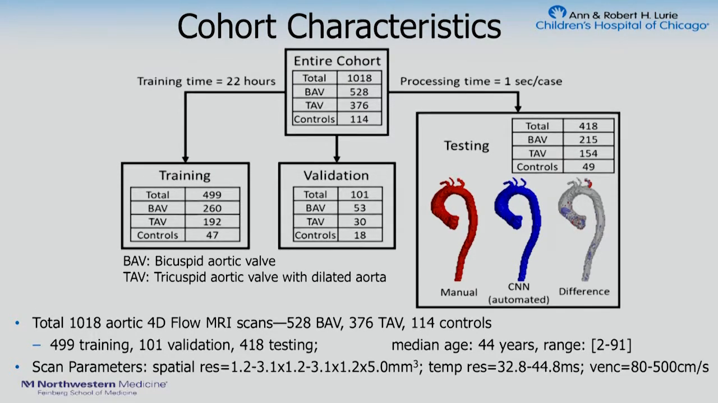Data for all subjects were acquired during free breathing with respiratory navigator gating, and using either prospective or retrospective ECG gating. 499 data sets were used for training, 101 for validation, and 418 for testing.